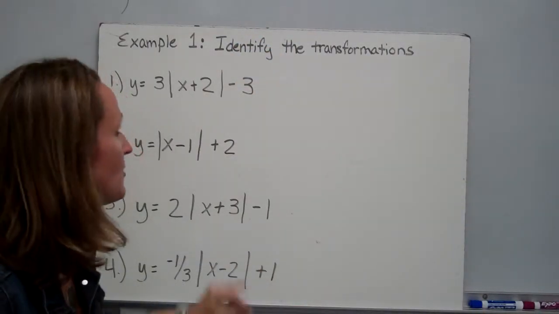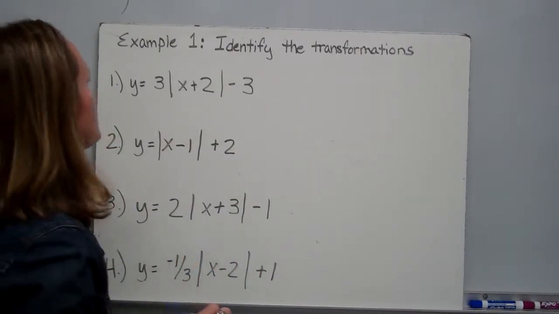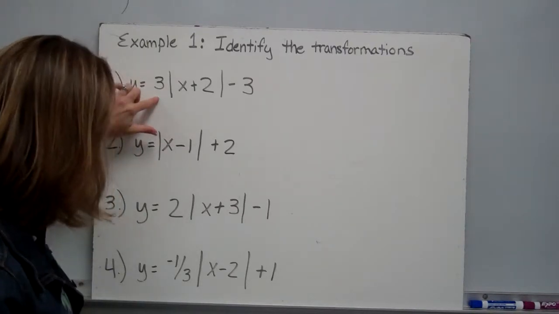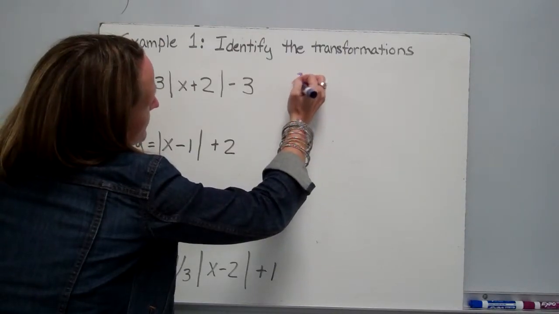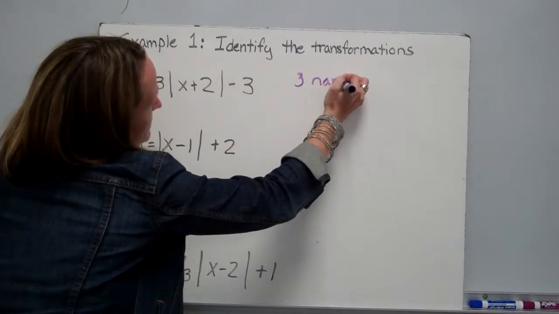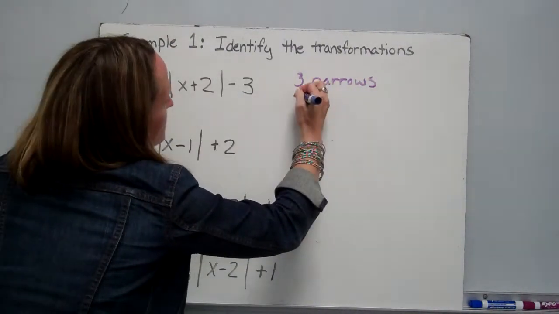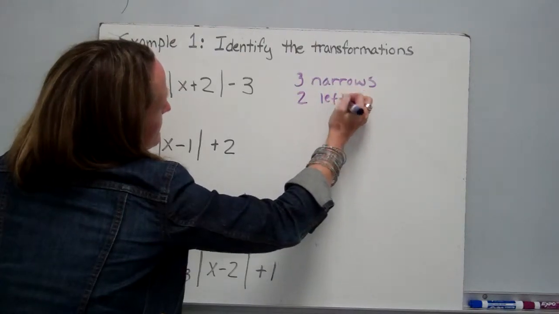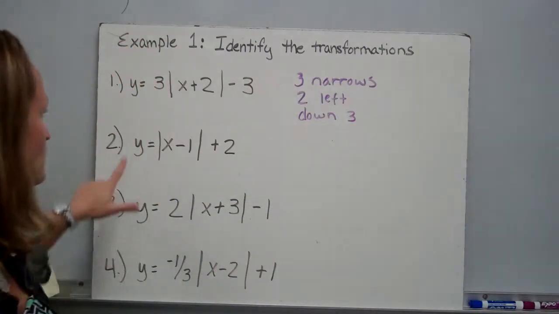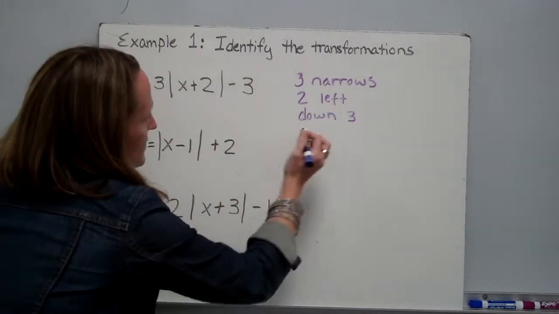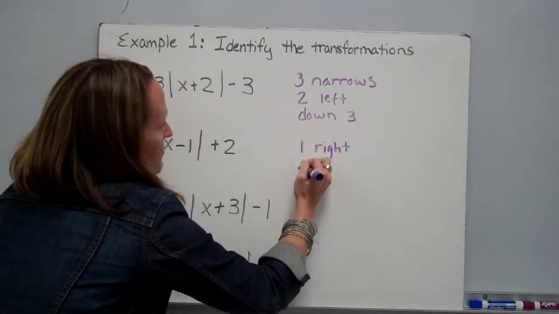Okay, so let's take a moment and identify some transformations. We've done this before, but this time we're dealing with absolute value. So we have this 3 out in front, so it's going to become narrow. The 3 narrows it, or it's going to multiply it by a third. This in here, it's going to go 2 to the left. It's going to go down 3. Over here, this one is going to make it go 1 to the right and up 2.